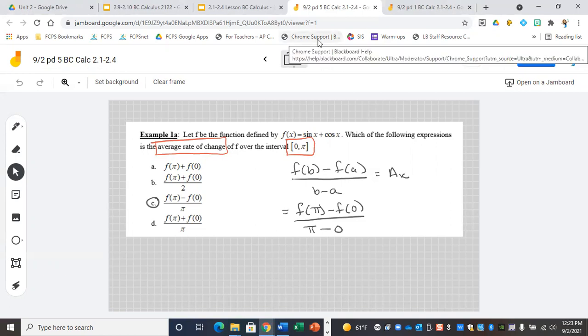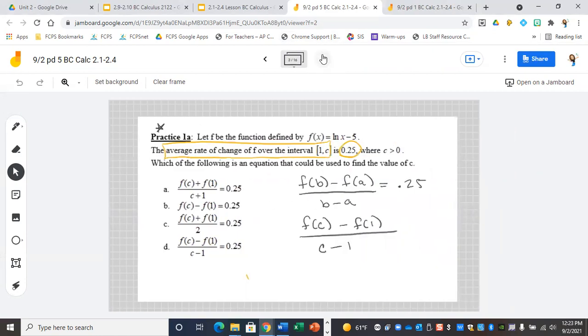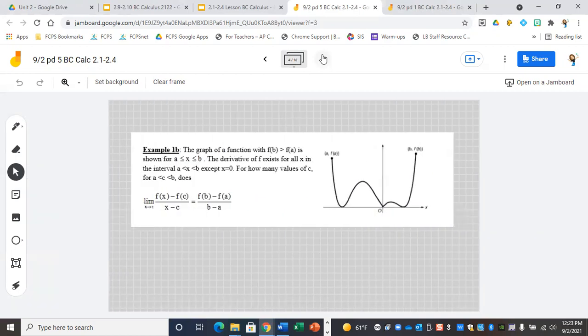So what answer choice did we get for this next example? D, very good. So are we comfortable? Are we okay? This is the algebraic approach. Algebraically, are we okay finding the average rate of change? Any questions on that one? All right, let's take a look at a graphical approach.